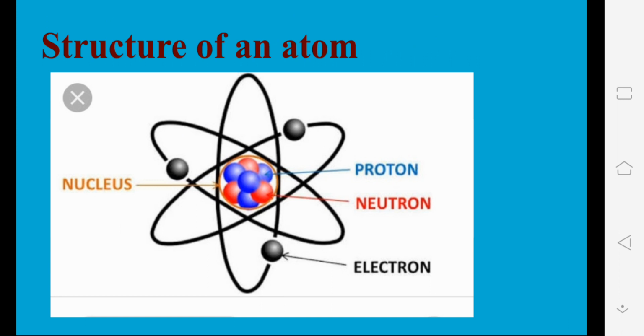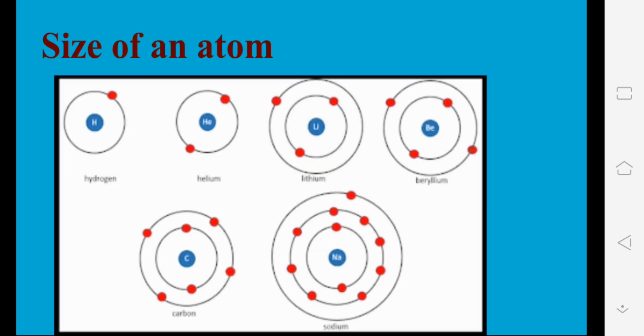Now let us study the structure of an atom. An atom consists of two parts. One is the nucleus, which is at the center of the atom, and the other part is the extranuclear part, which is around the nucleus. What does the nucleus consist of? The nucleus consists of protons and neutrons. Protons have a positive charge, whereas neutrons do not have any charge. They are neutral. The electrons which are revolving around the nucleus have a negative charge.